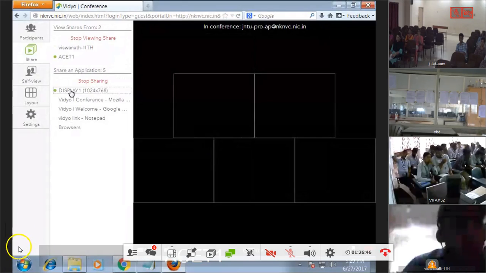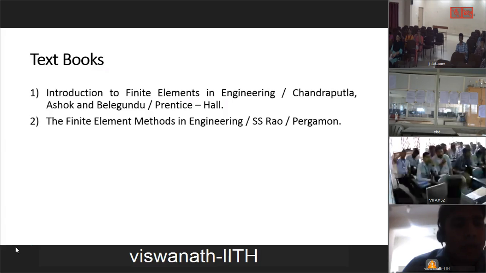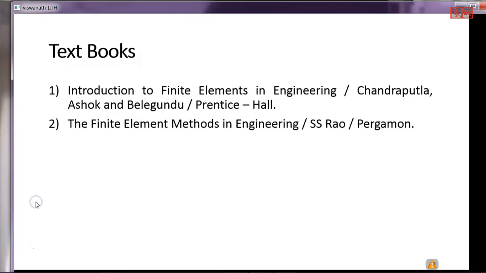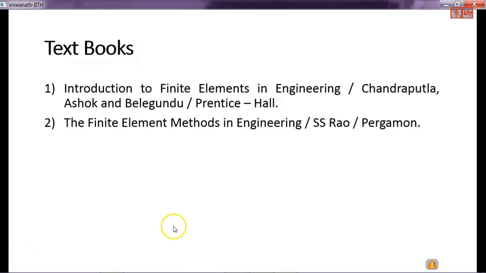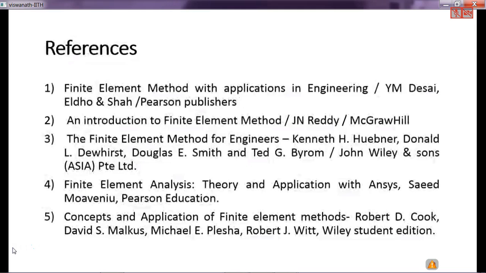Again, I would reiterate: Introduction to Finite Element in Engineering by Chandrupatla, Ashok and Belegundu, Prentice Hall Publications, and Finite Element Methods in Engineering by S.S. Rao, Pergamon Publications would be the best bet to buy. And these five books are the best ones to have as reference textbooks.